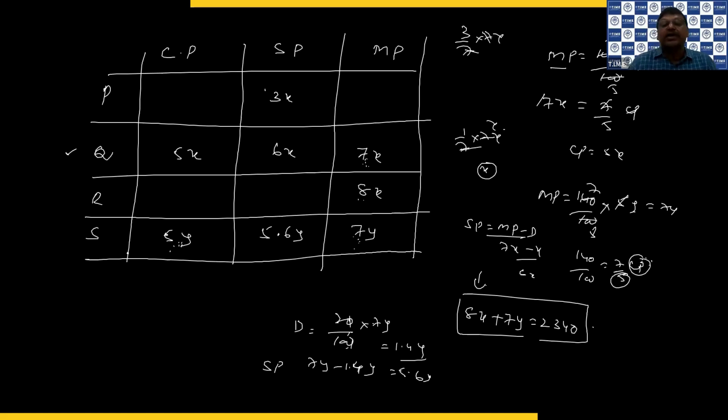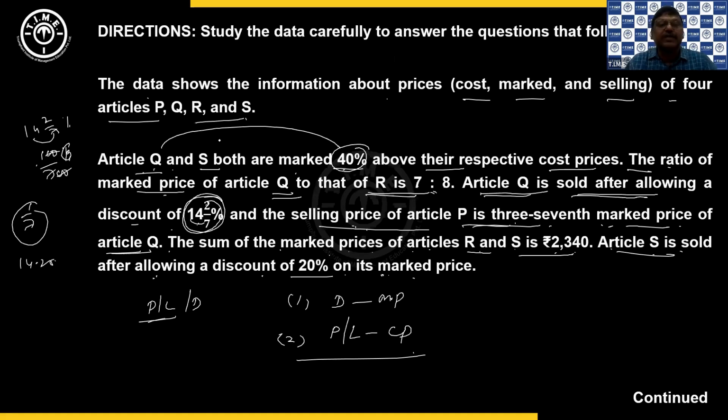But the only thing is, students, 8x plus 7y is 2340. If I know something about x, I can find y. If I know something about y, I can find x. So this is the crucial point, please. 8x plus 7y is 2340. Keep it. With this, there is some information, and there is some information missing also. So with this, students, we'll go and answer the questions. Listen carefully.